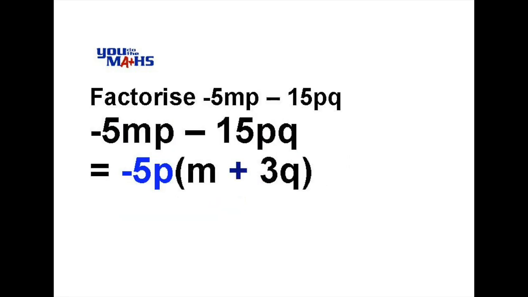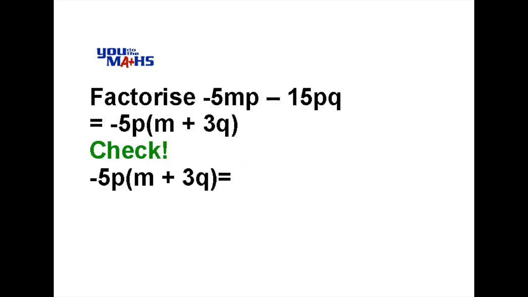We'll always check our answers. We can do that either in our head or on paper. So in this case we'll check by multiplying the negative 5P, the common factor, by what's in the bracket. First of all we multiply negative 5P by the M, and then we multiply negative 5P by the 3Q. Notice that the plus between the terms remains from the brackets. So negative 5P multiplied by M is negative 5MP, and negative 5P multiplied by 3Q is negative 15PQ.